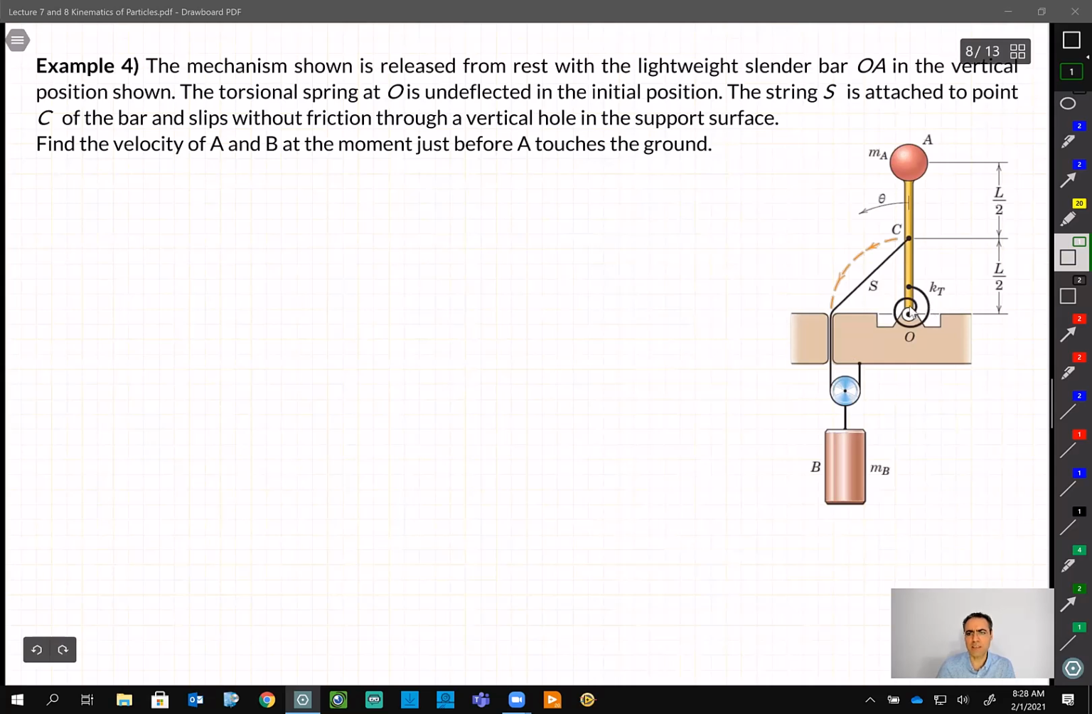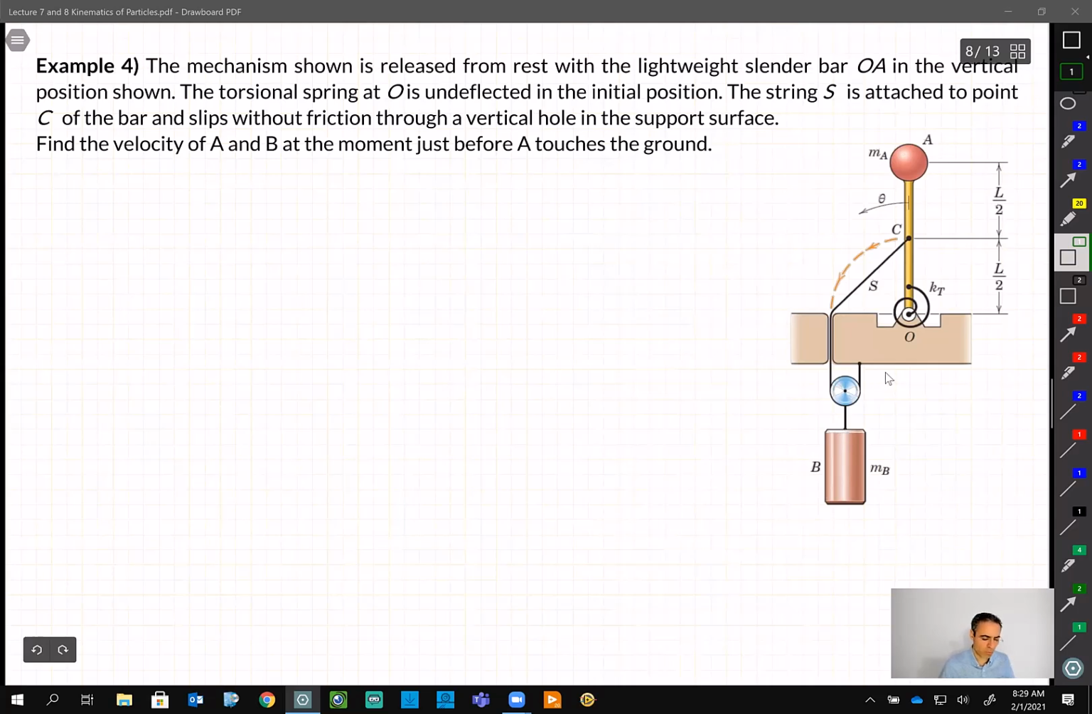I can see there is a bar, OA, which the question says is lightweight for now, with no mass, but later it is going to have a weight. A has a mass, MA. Then we have this weight B, MB. We have the pulley, and then we have this KT, a torsional spring. We release everything from rest. So B, because maybe B is bigger than A, is going to push everything down.